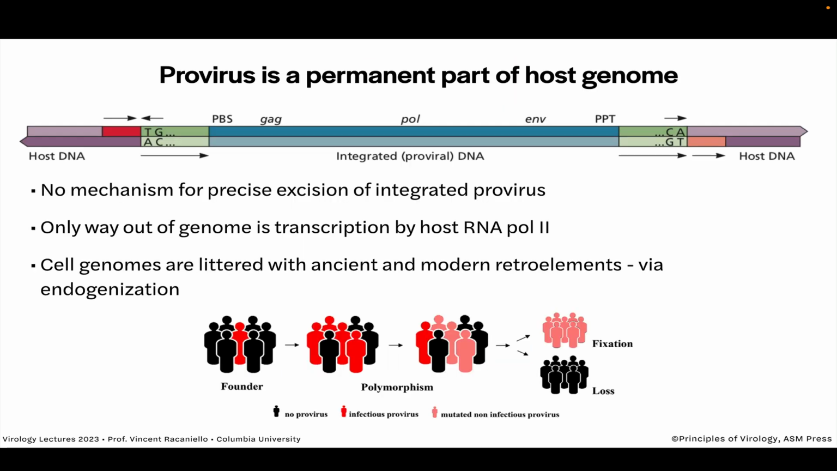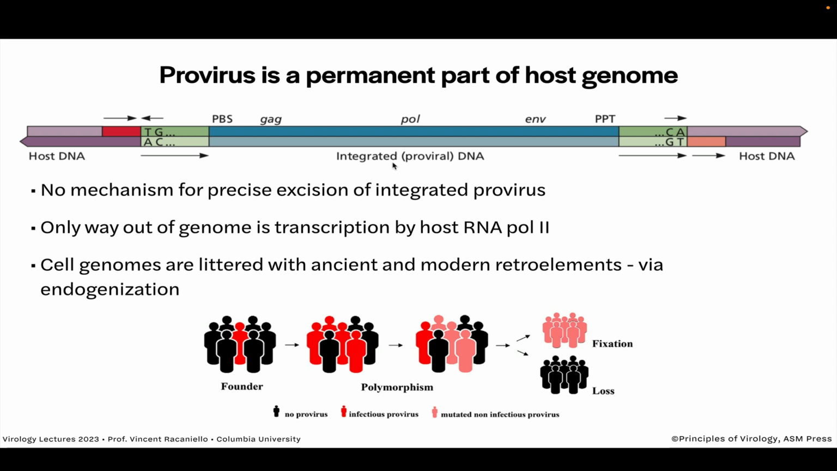These proviruses are really interesting and really important. They are permanent. If the cell that's infected doesn't die, the provirus stays there for as long as the cell does, because there's no way for it to get out. There's no way to excise precisely this provirus. The only way out is by transcription. You make an mRNA, and that RNA can then go out and make new virus particles. And if this provirus happens in a germ cell, then it can stay with the species for many, many years, perhaps millions of years.